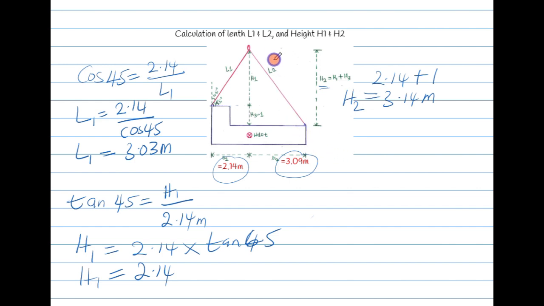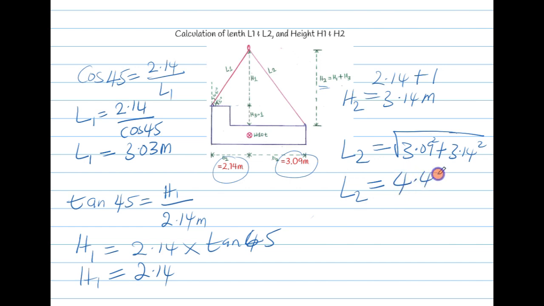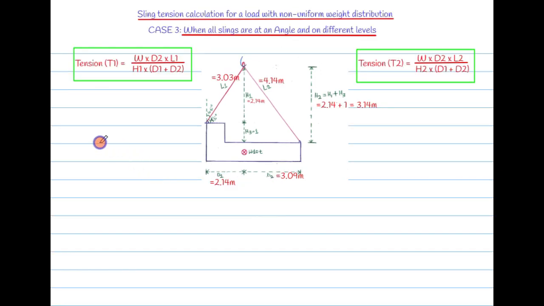Next is to calculate our L2. L2 using Pythagoras theorem. L2 will be equal to the square root of 3.09 square plus 3.14 square. L2 will be equal to 4.41 meter.